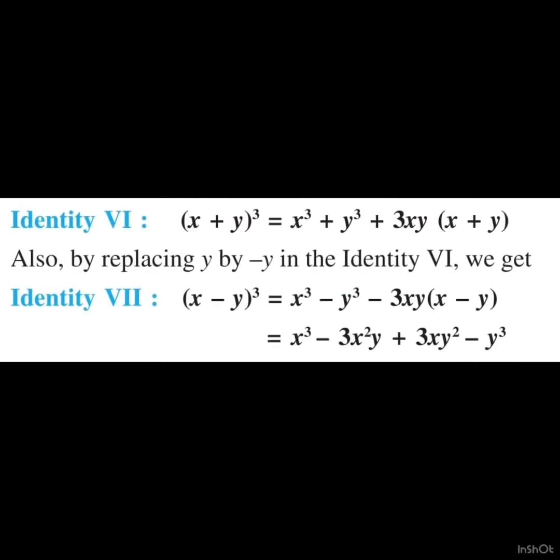Now let us revise a few identities from the chapter. x plus y whole cube is equal to x cube plus y cube plus 3xy into x plus y, and x minus y whole cube is equal to x cube minus y cube minus 3xy into x minus y.